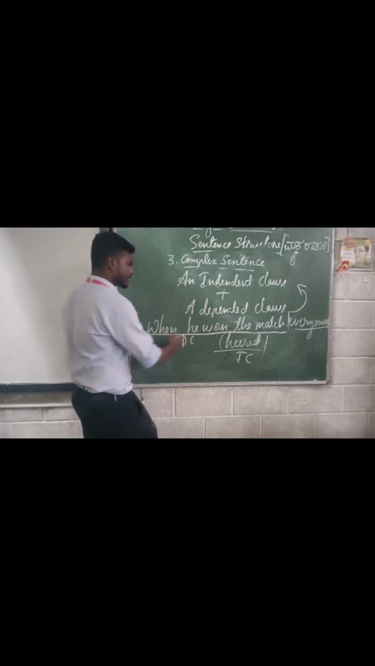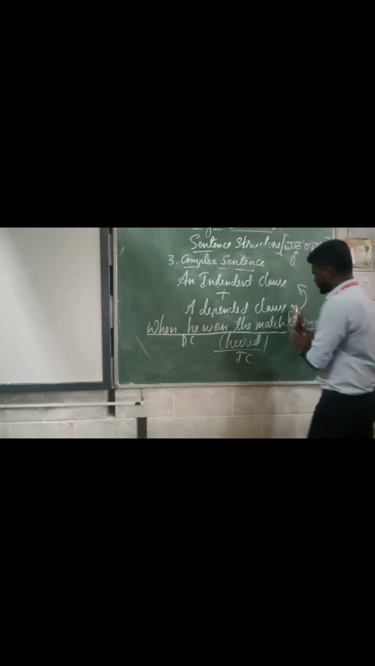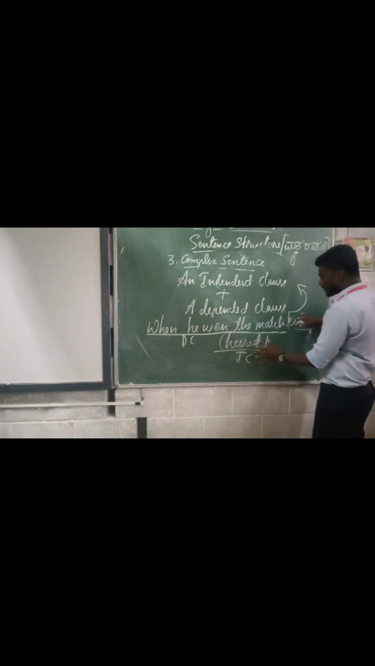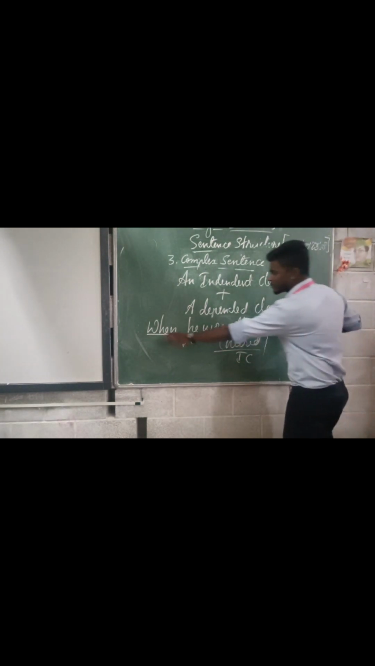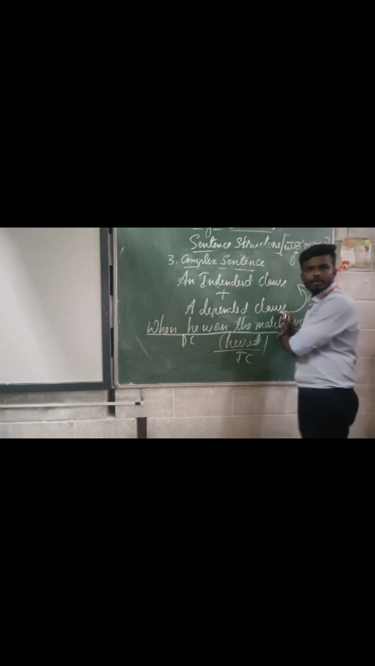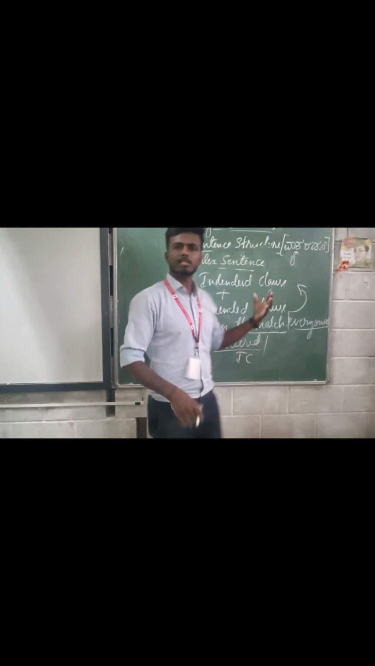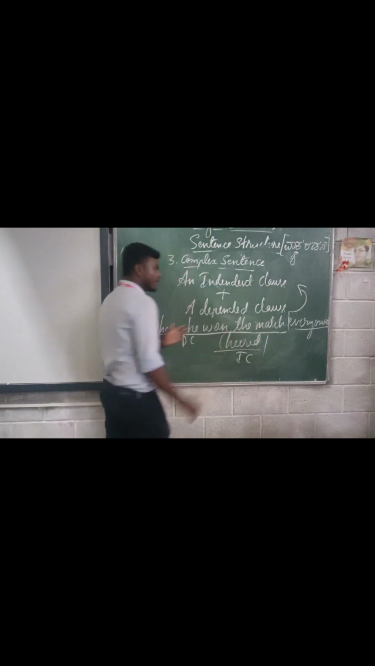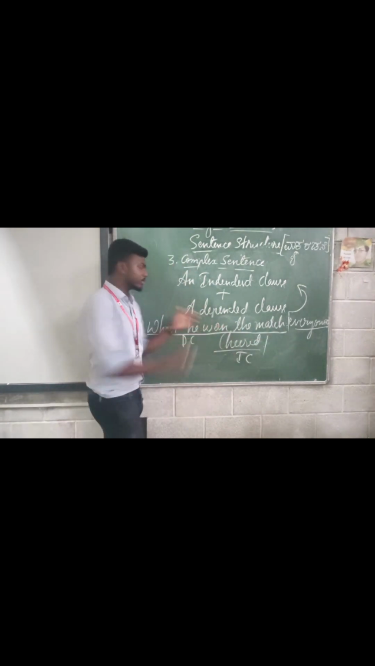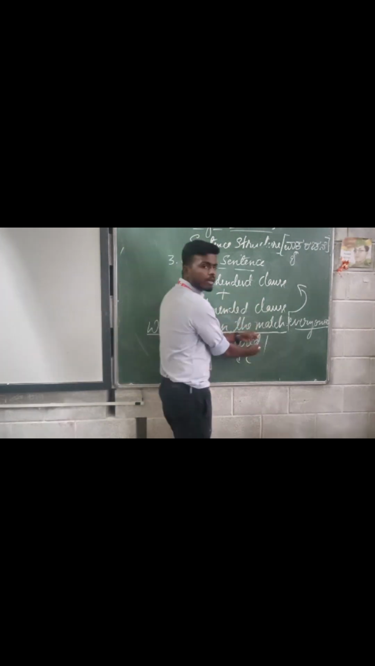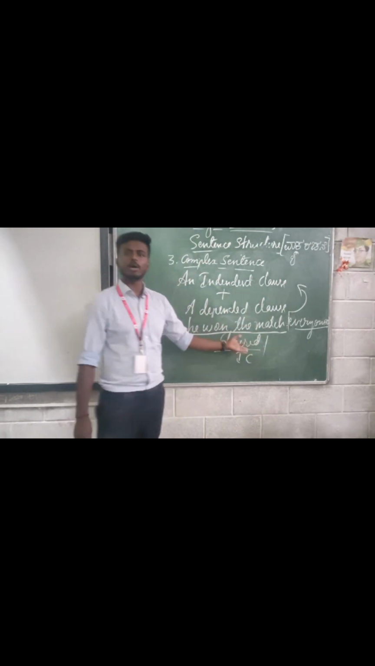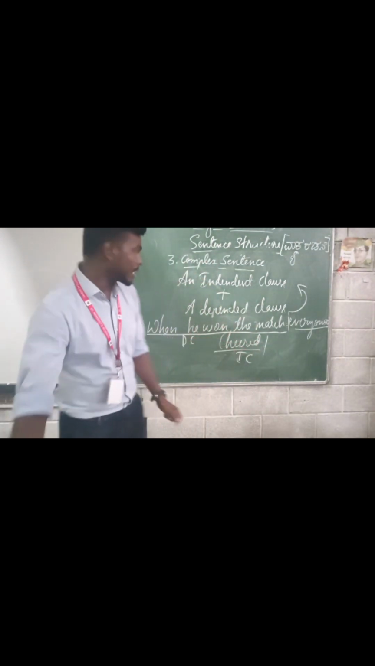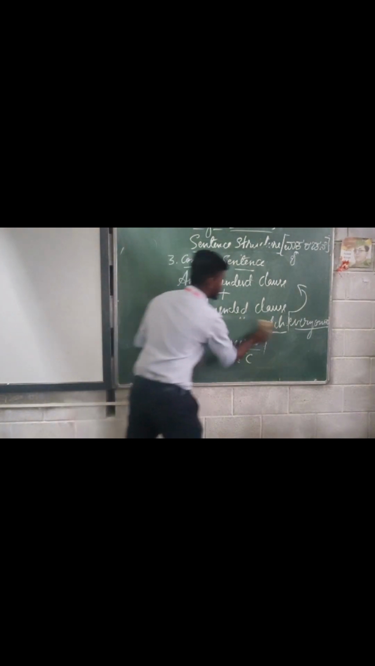So look at this. When he won the match, forget about everyone cheered, only you see this. When he won the match, is there any meaning here? There is no continuity here, right? So when he won the match is a dependent clause, and it is dependent on an independent clause. I hope you understood. So I'll give one more example so that you will understand properly.